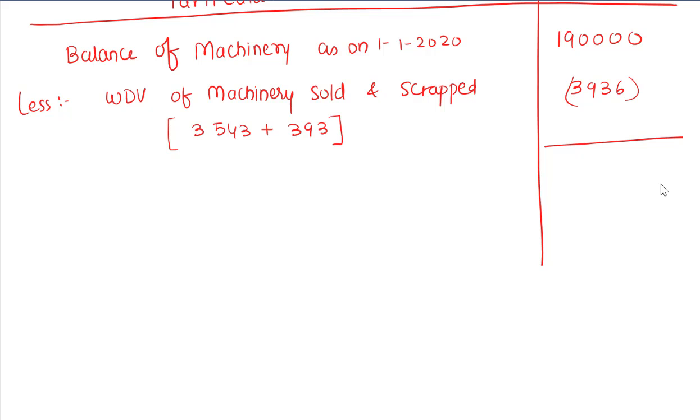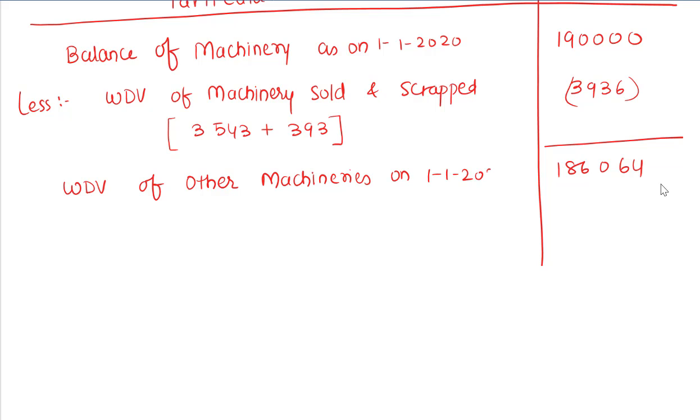1,90,000 less WDV of the machinery, that is 3936, gives 186,064. This is the written down value of other machineries on 1st of January 2020.